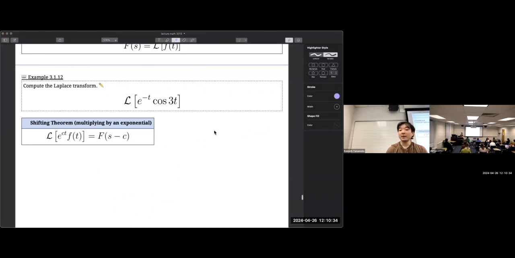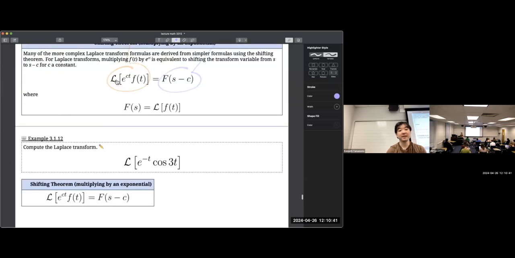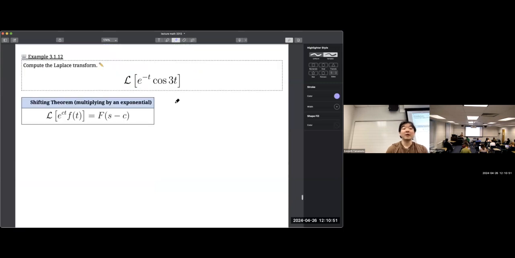So for example, if you're interested in computing the Laplace transform of e to the minus t times cosine of 3t, this is me copying the shifting theorem. The shifting theorem just says the Laplace transform of e to the ct times f of t is equal to capital F of s minus c, where capital F is the Laplace transform of the original function f of t. So this f of t right here is really this guy right here. And the nice thing about the shifting theorem is we just compute the Laplace transform of this f of t.